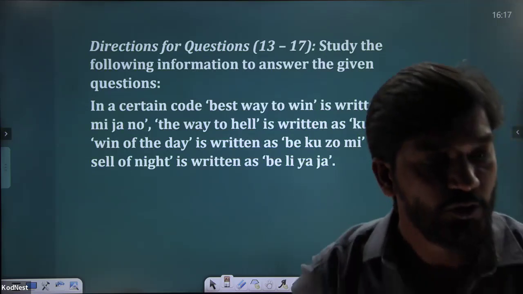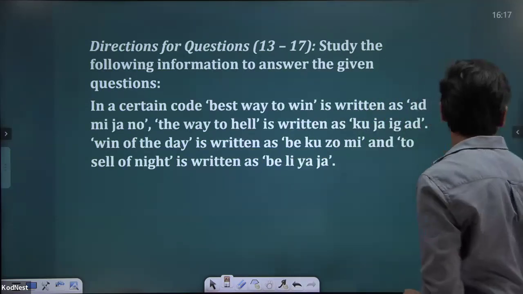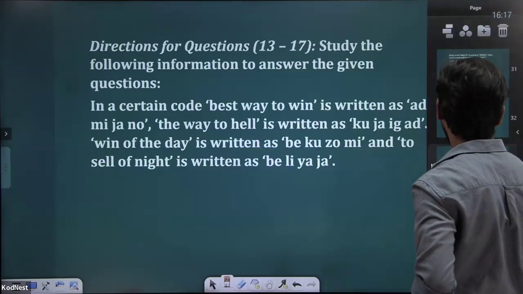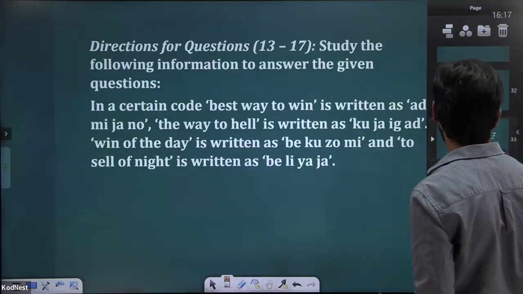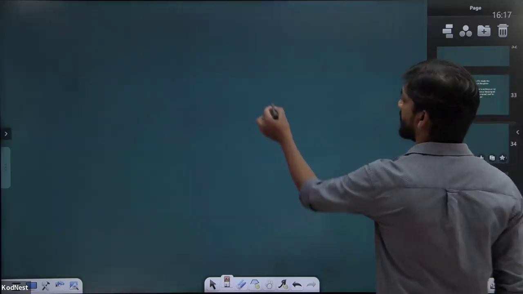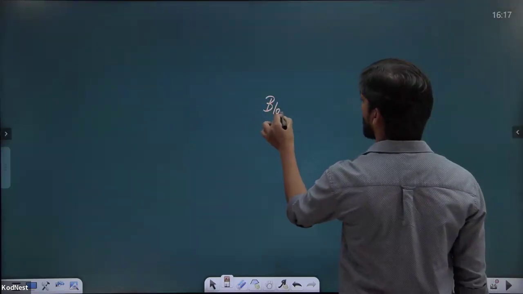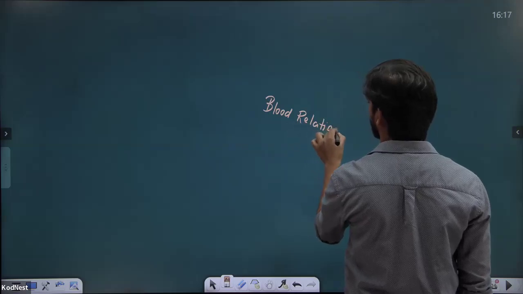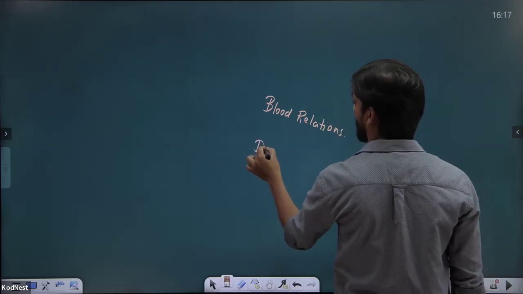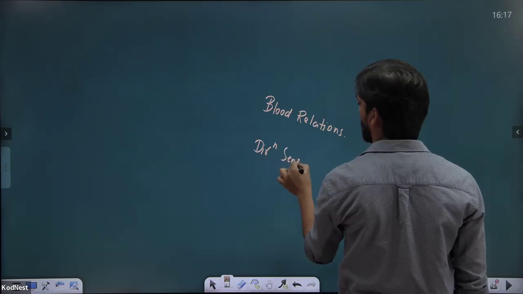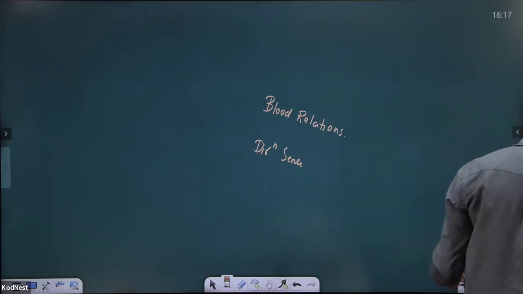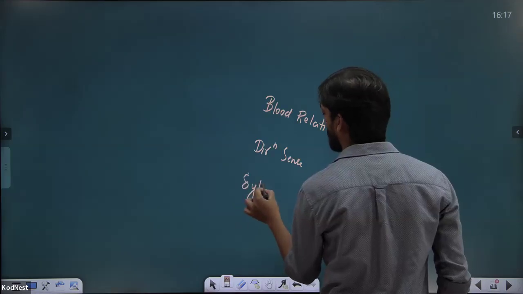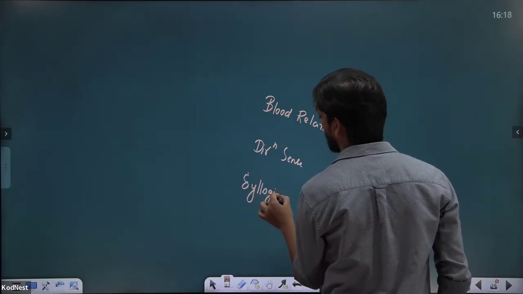All right. Tomorrow's topic will be blood relations. So tomorrow we'll start with blood relations. After that, we'll start with direction sense. After that, syllogism. So these are the topics we'll take this week.